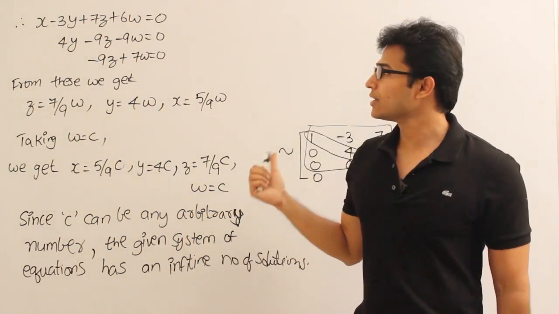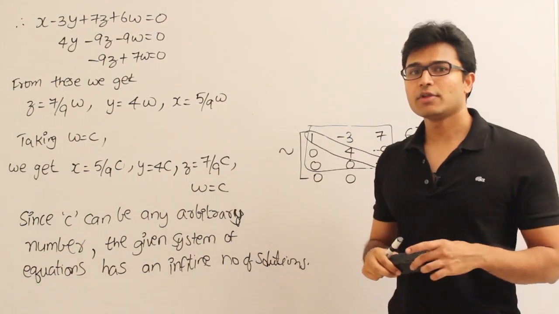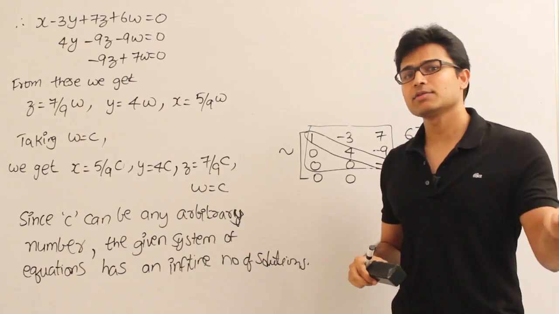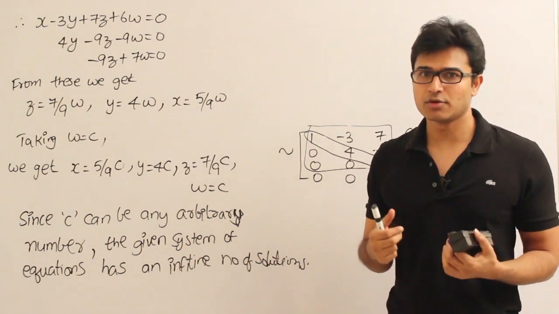Now what did we understand earlier? I told you that one of the variables can take a random value and the other variables have to be expressed in terms of this variable. That is what we are going to do.